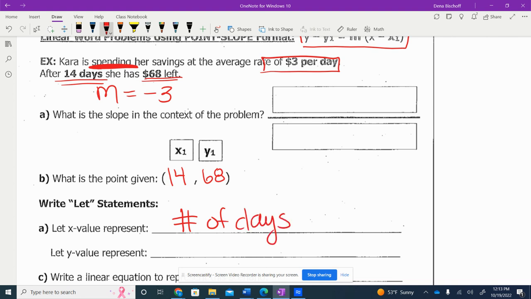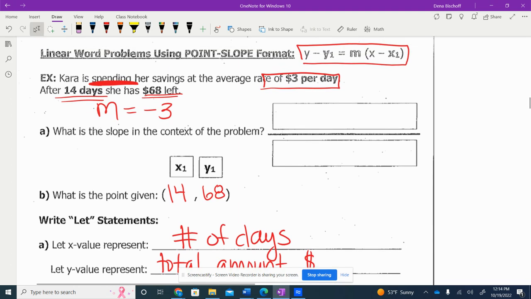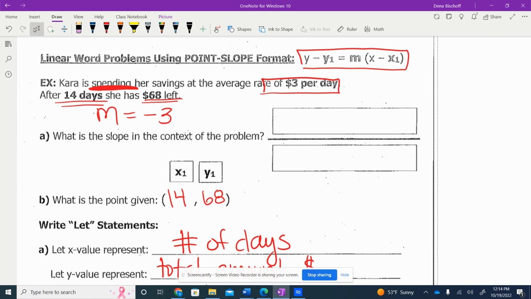What does Y represent? The total amount of money. This question should look really familiar. Like the numbers should look very familiar. We've already used these numbers.